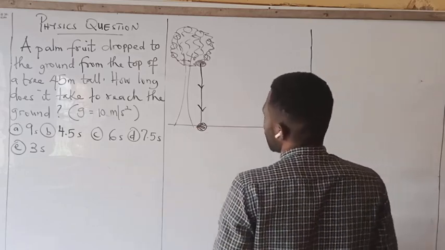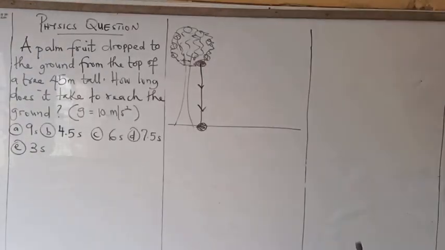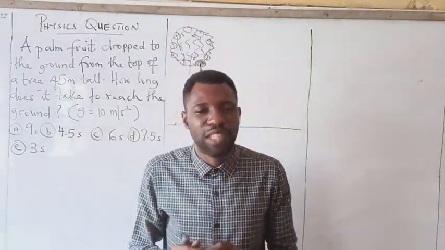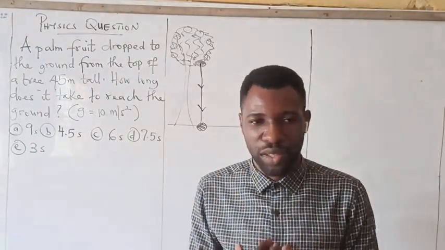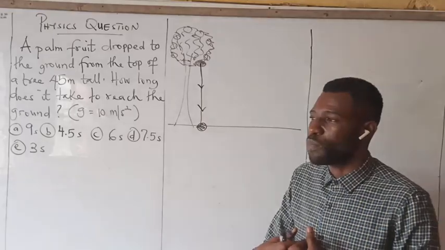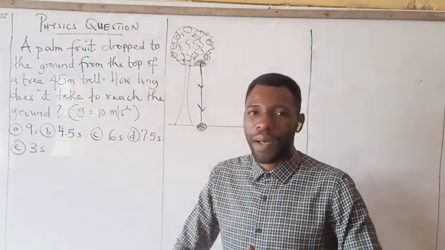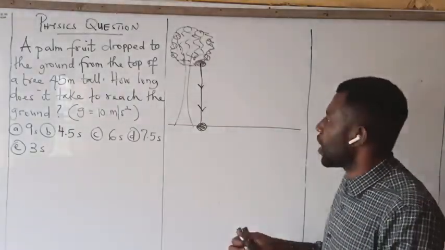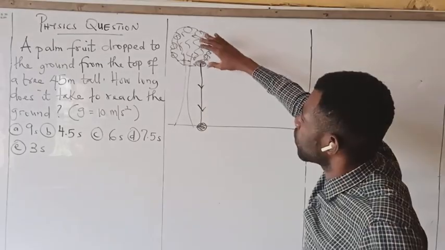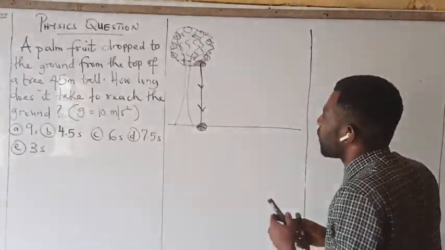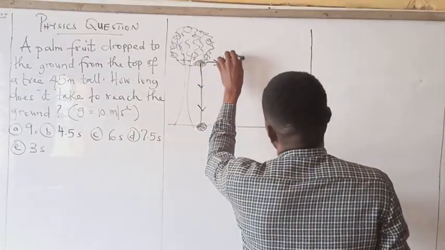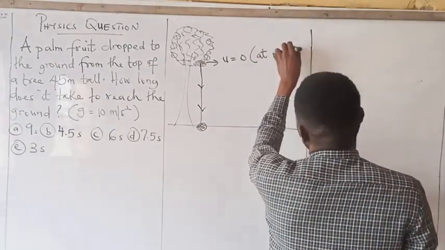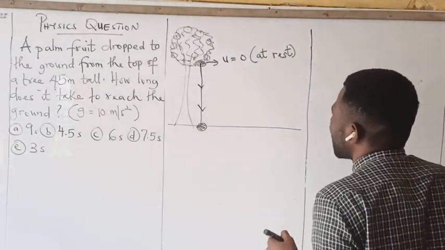Now before this fruit can drop to the ground, there's something it must possess. In physics, we call it initial velocity. It is the velocity a body possesses when it's about to move or before it moves. Now, since this fruit was on this tree all along, that means the initial velocity, which we symbolize as u in physics, is going to be 0. What does that mean? It means that the fruit is at rest.